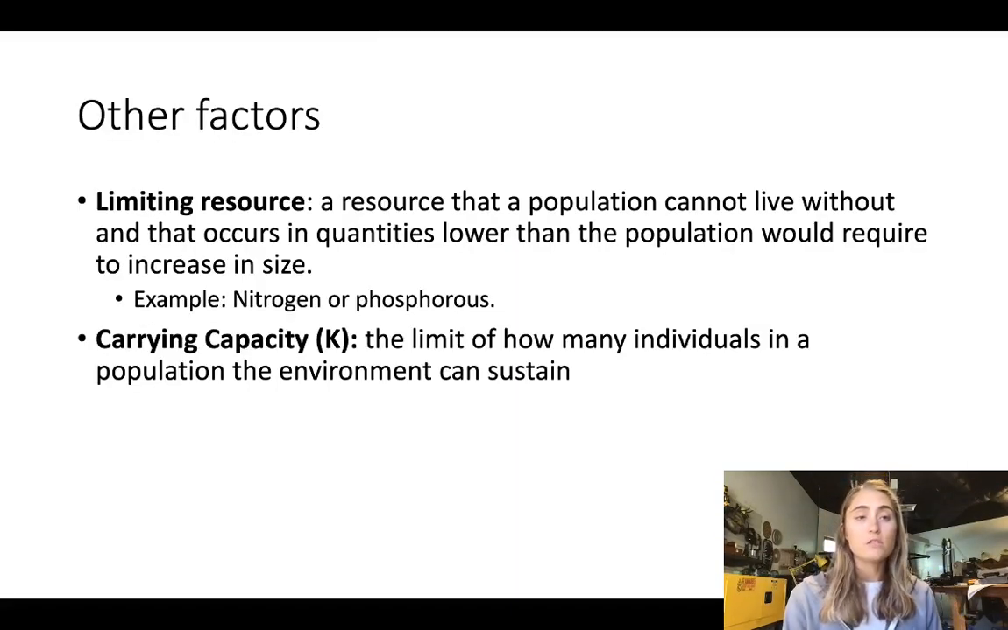So I already kind of used these terms, but there are other factors that may contribute. Limiting resources: I already used the example of nitrogen and phosphorus, but some type of resource could be food also, and could also be a factor that contributes to a carrying capacity.